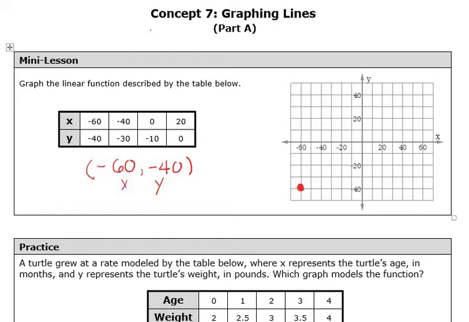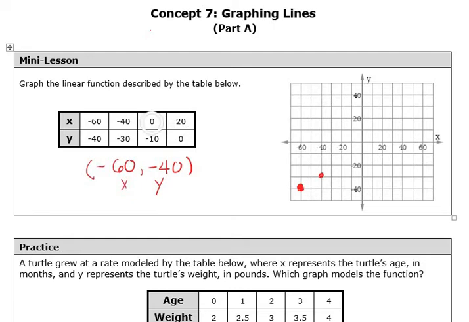Alright, so this next one, -40 is the x value. So we start at 0, 0. On the x-axis, we find -40. And then the second number is -30. So on the y-axis, we need to go down to -30, right there.